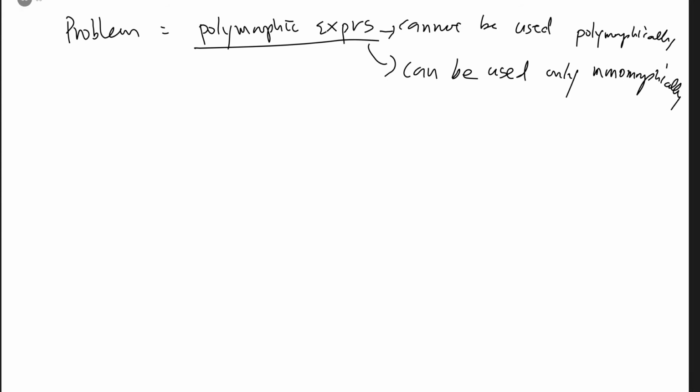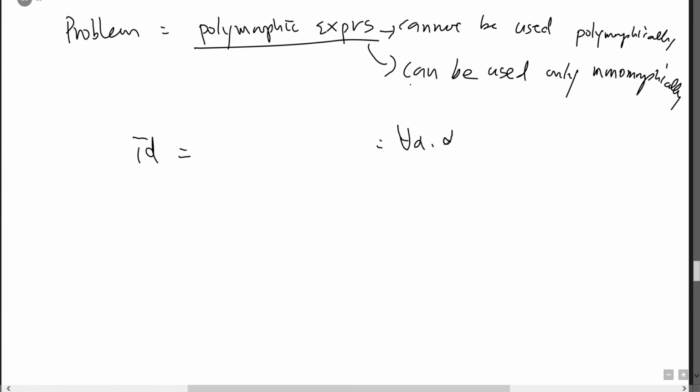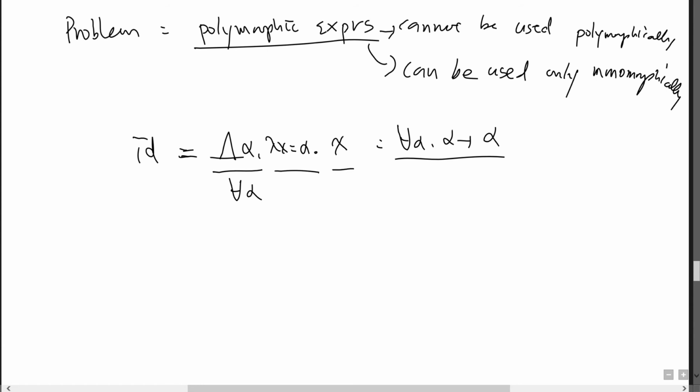Suppose that we have this polymorphic identity function. It has type for all alpha, alpha arrow alpha. So the expression would be this type abstraction, lambda abstraction with body x. So it has type for all alpha. We introduce a variable of type alpha, and the body is of the same type. So the body has type alpha arrow alpha. Therefore, this expression has a polymorphic type.